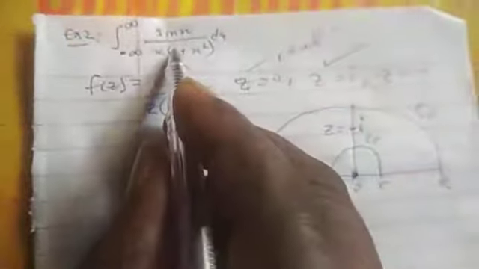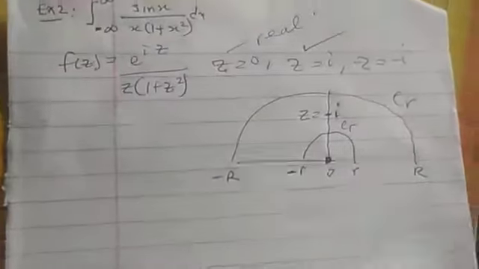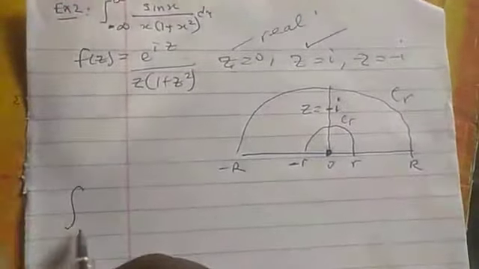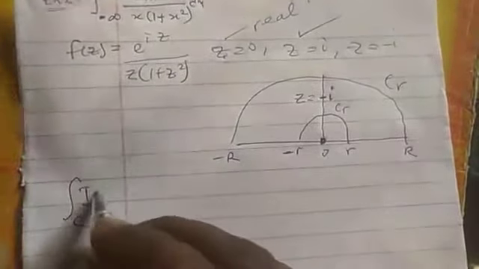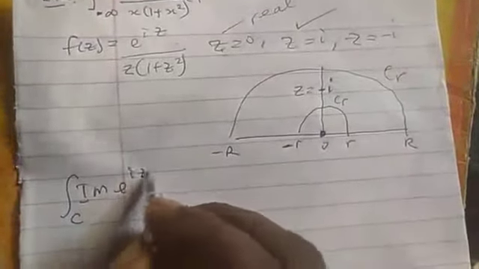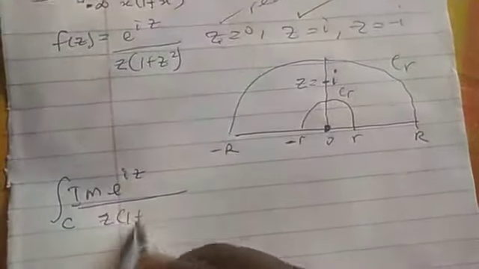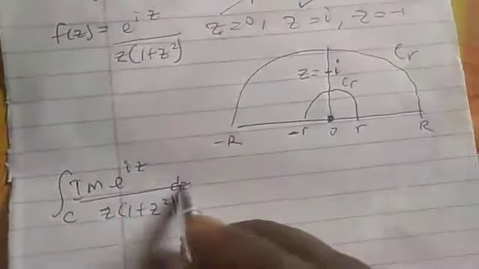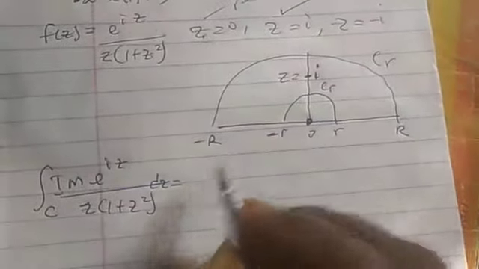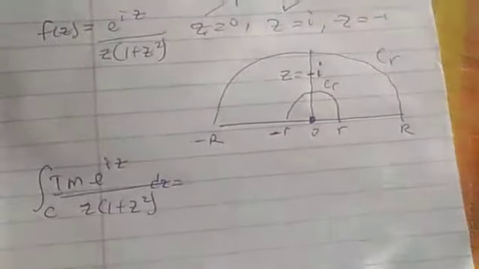We can now write this in terms of f of z. So this will be the imaginary part of exponential iz over z into 1 plus z squared dz. Now we integrate it along this.